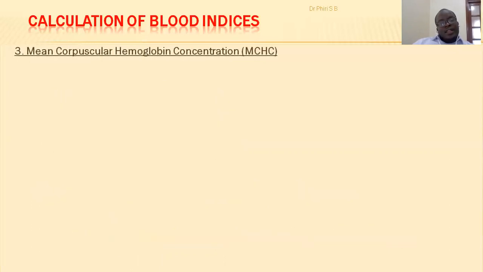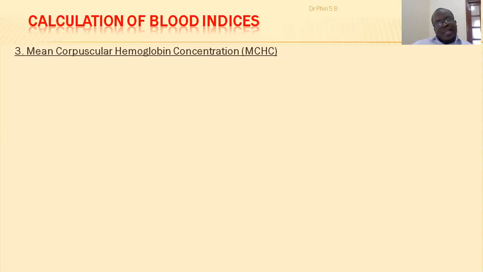Then the third index of the blood indices, we have the mean corpuscular hemoglobin concentration. Hemoglobin concentration is different from the hemoglobin content or the amount of hemoglobin. Remember the previous one, MCH, mean corpuscular hemoglobin, you're looking at the amount or the quantity of hemoglobin in each red blood cell. But here, with the mean corpuscular hemoglobin concentration, you're looking at the concentration of hemoglobin in one red blood cell. So the amount of hemoglobin in relation to the size of the red blood cell.